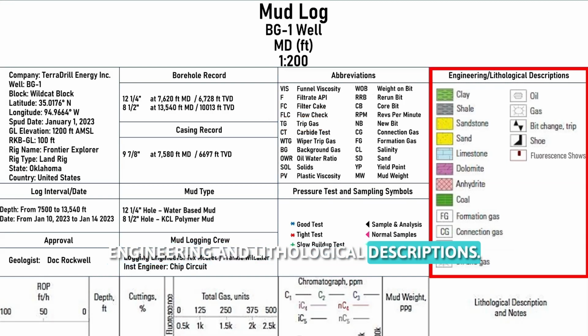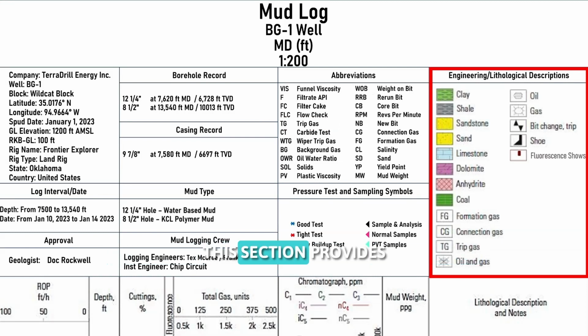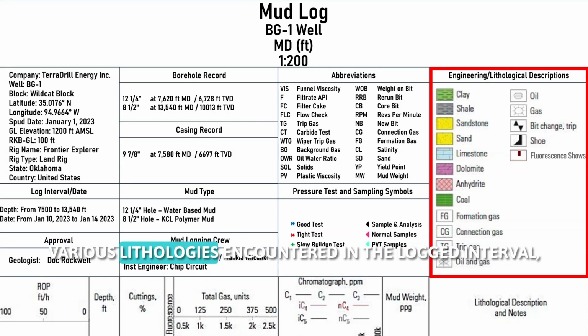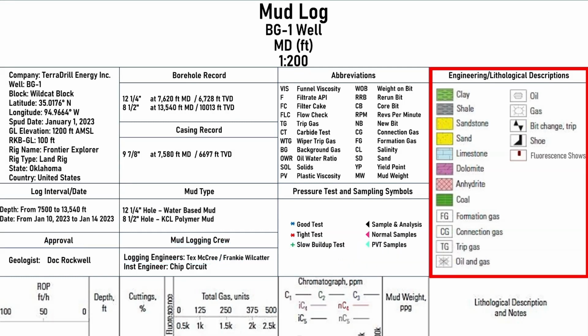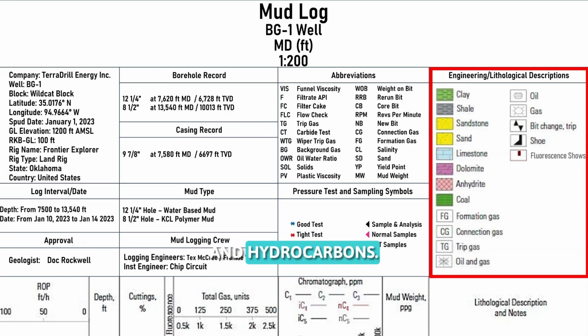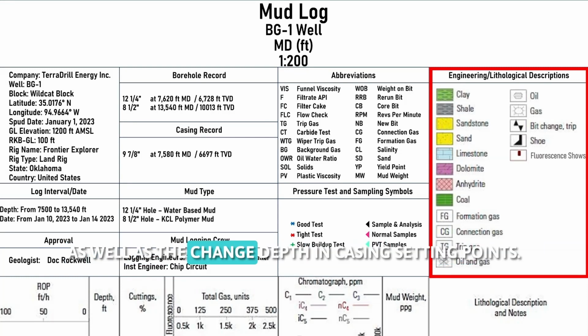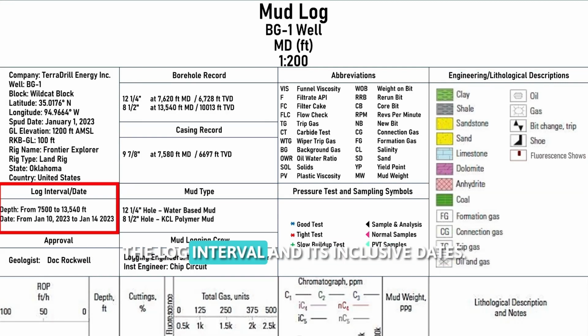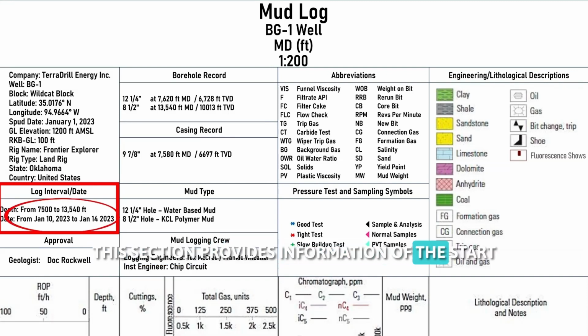Engineering and lithological descriptions. This section provides information on the symbols used in representing various lithologies encountered in the logged interval, as well as symbols documenting the presence of gas and hydrocarbons, as well as bit change depth and casing setting points. The log interval and its inclusive dates. This section provides information on the start and end depths of the logging interval, as well as the start and end dates for the set interval.